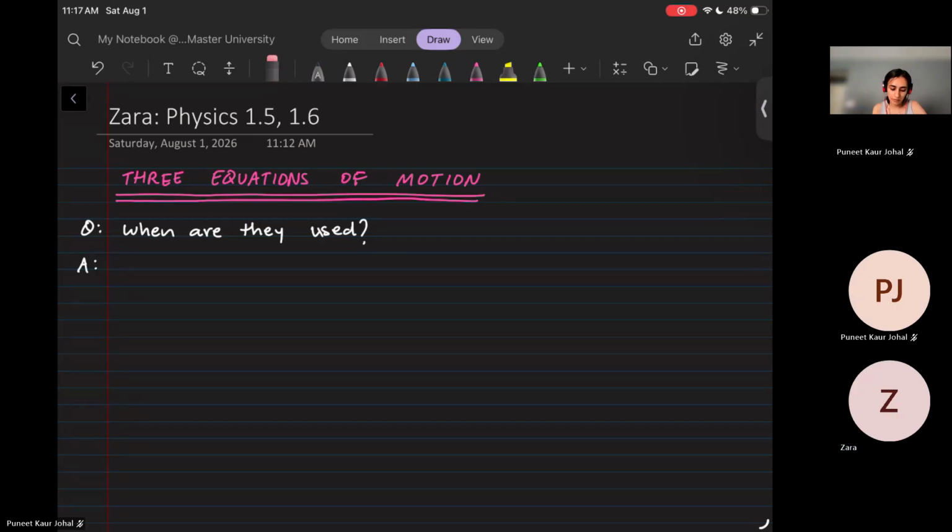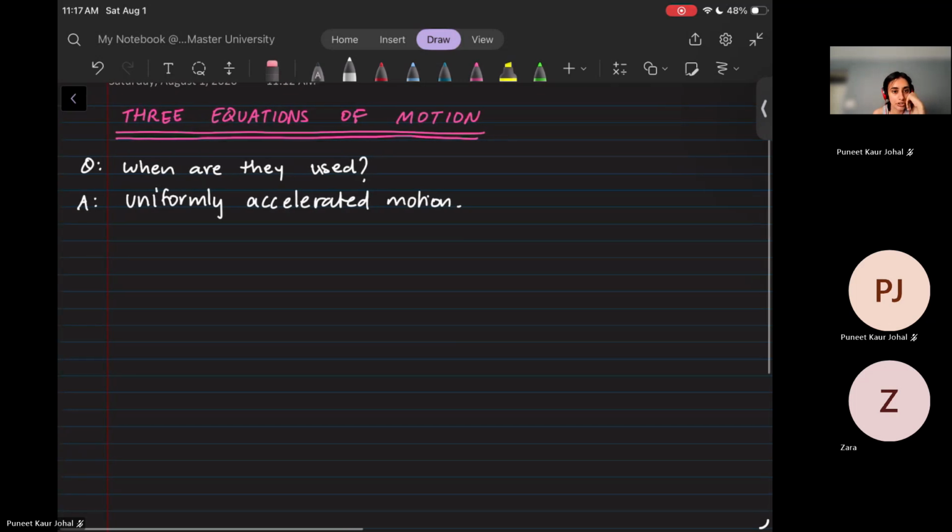All right. So today we're learning about the three equations of motion. First of all, when are they used? They're used when we have a uniformly accelerated motion only. And what that means is that your acceleration cannot be zero and that the acceleration also can't change. So it can't be a varied acceleration. You have to have the same acceleration throughout that motion. So that's the condition.